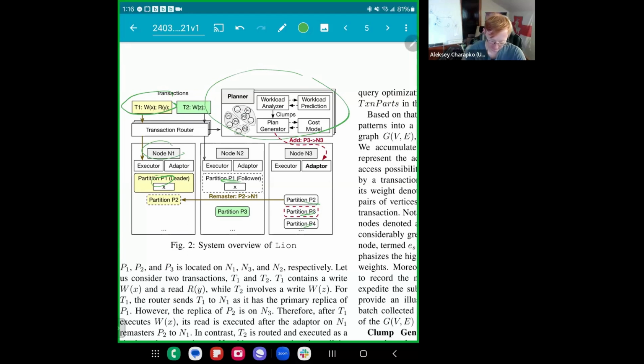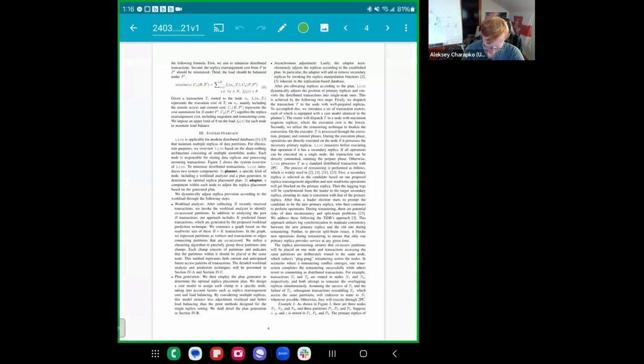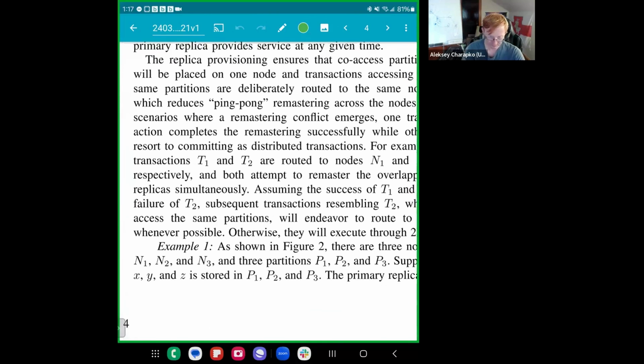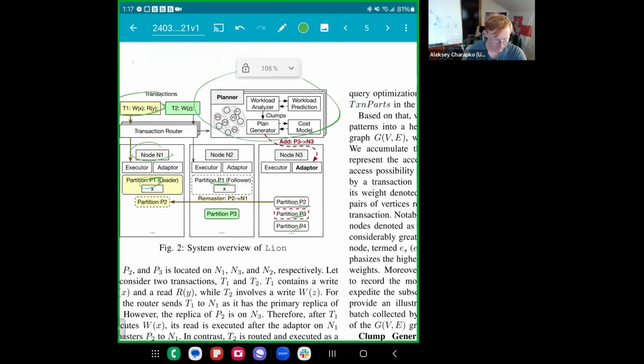Yeah, I guess I have to write this down. So what do we have in their example? P1, P2, P3, right? Yeah. So we have these partitions P1, P2, P3. P1 has the object X, P2 has the object Y, and P3 has the object Z. Right? So if we have a transaction that tries to access X and Y, like transaction 1, it will need to touch partition 1 and partition 2.